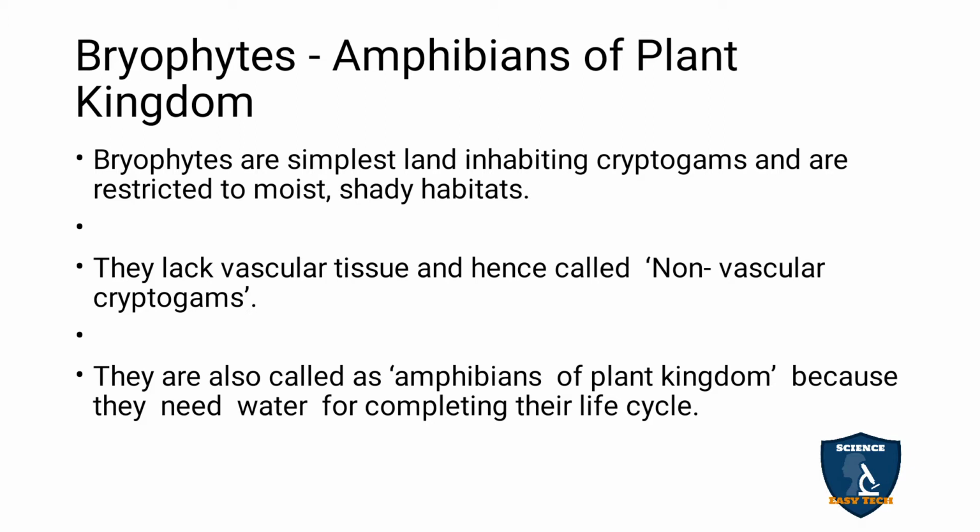They don't have a vascular tissue system. The vascular tissue system means xylem and phloem. Xylem conducts water and phloem conducts food. That is absent here, so because of that, this group, the bryophytes, can be called non-vascular cryptogams. And they are called the amphibians of the plant kingdom because they need water to complete their life cycle.